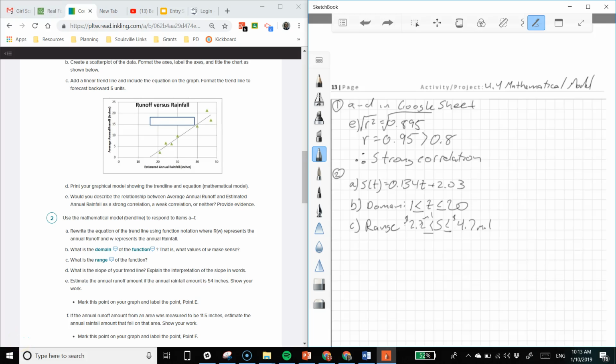Moving on to D, it says, what is the slope of your trend line? Explain the interpretation of the slope in words. And again, you're going to be doing the one that you found for the runoff versus rainfall.